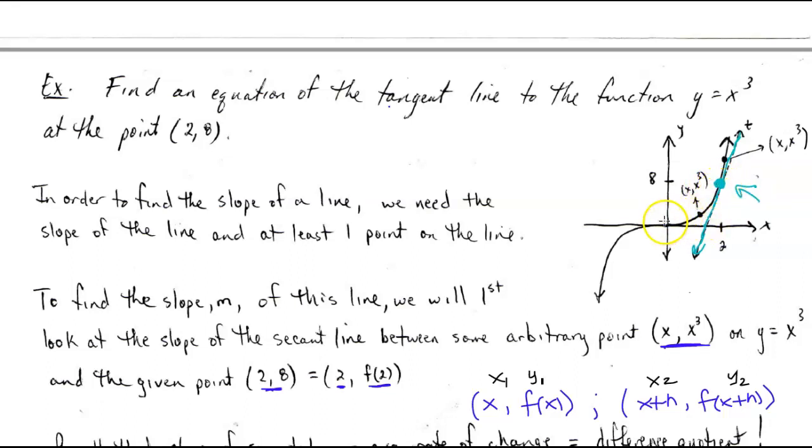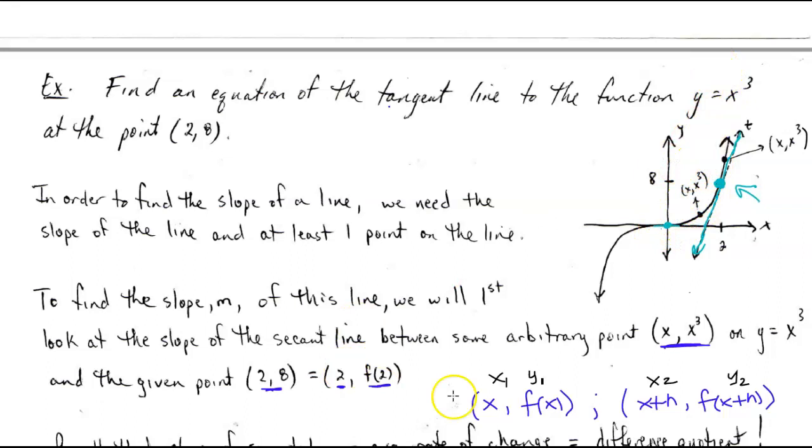Now, if I wanted to know what that was, let's say here, then of course, notice how our function flattens out here. And if I was to actually try to figure out what it is there, then of course, the slope of any horizontal line is 0. So the slope of the tangent line at this particular point here would be 0.